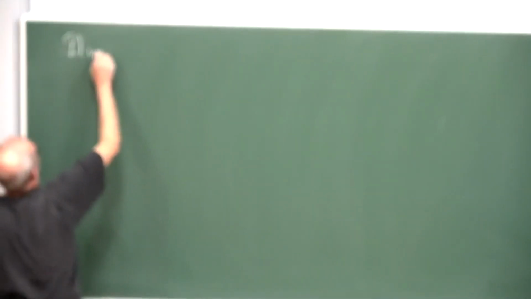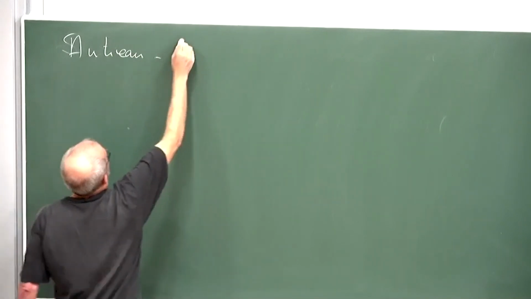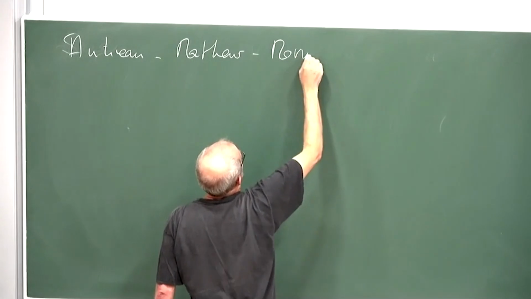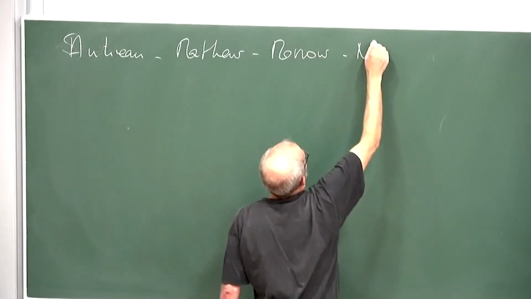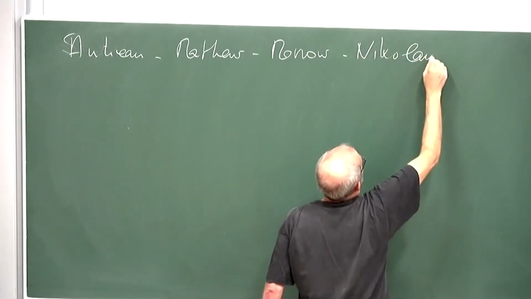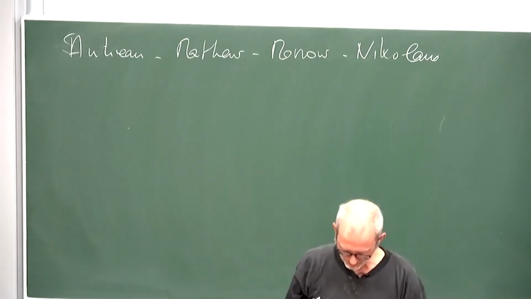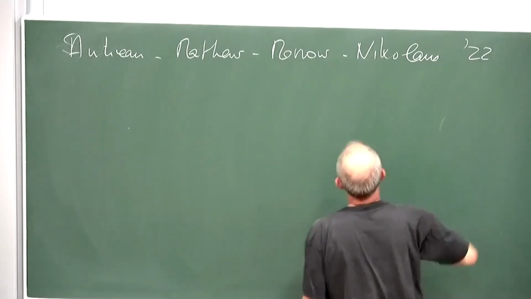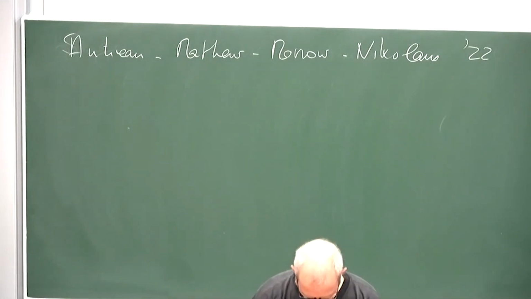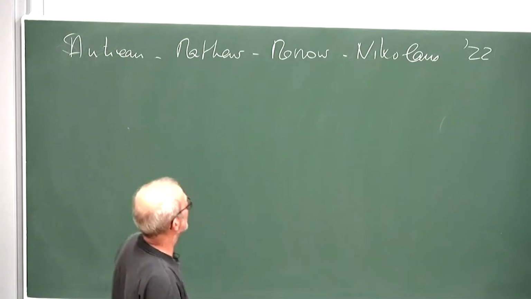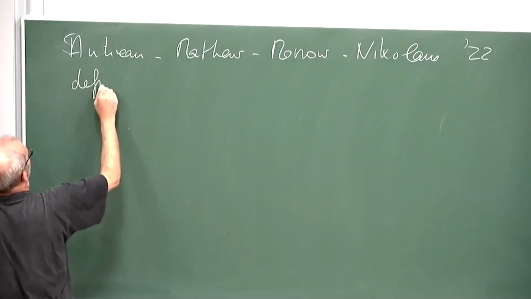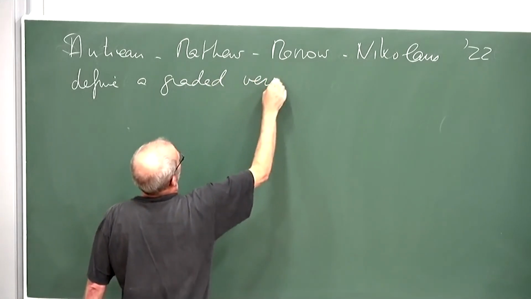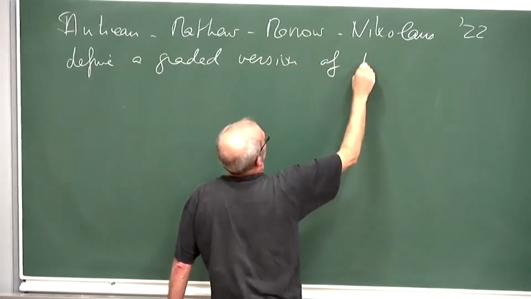So, Antieau, Mathew, Moreau, and Nikolaus, Thomas. This was in '22, so that's in the paper on the Beilinson fiber square. They define a graded version of THH.